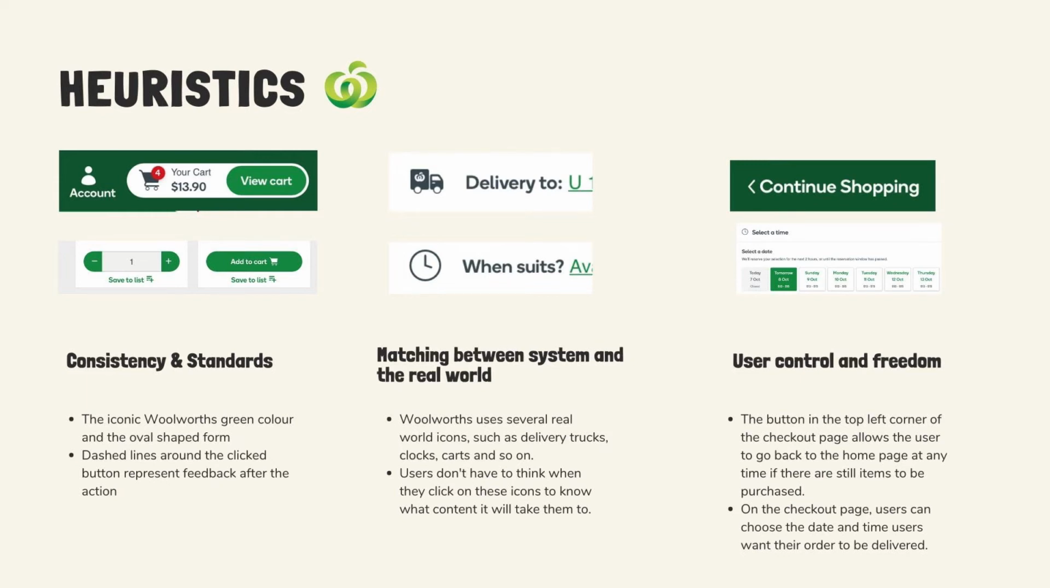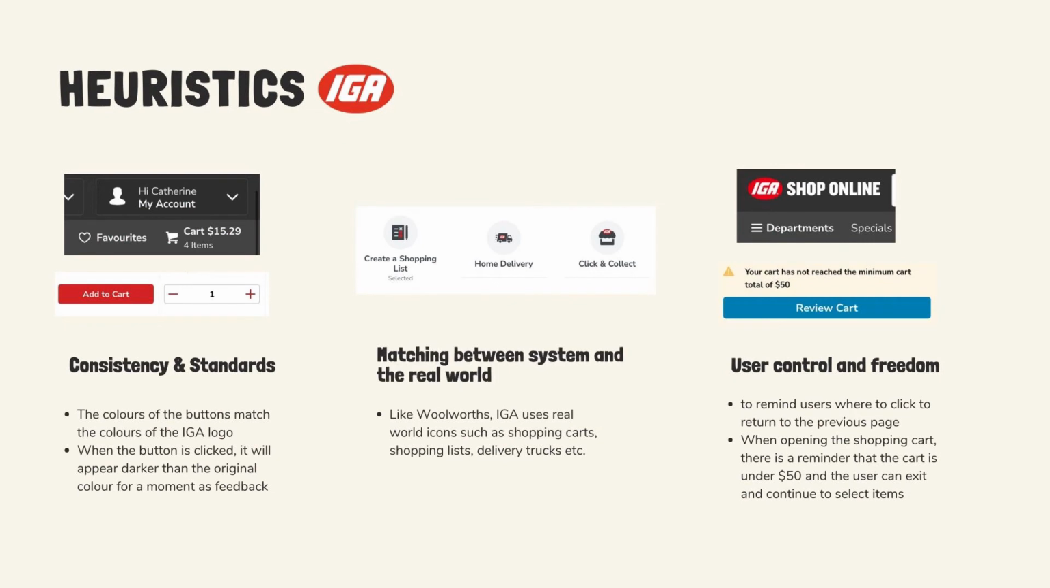On the checkout page, users can select the date and time they would like their order to be delivered. The color of the IGA item button matches the color of the logo. When the button is clicked, it will appear a split second darker than the original color as feedback. As with Woolworths, IGA uses real-world icons such as shopping carts, shopping lists, delivery trucks, etc. For user control and freedom, there is no clear textual indication of clicking on the logo to return to the main page. However, when the shopping cart is opened, there is an alert to remind the user that the cart is less than $50 and the user can continue selecting items.